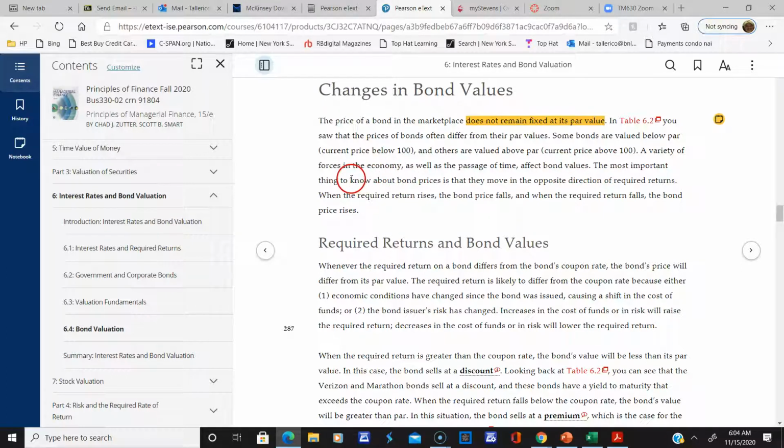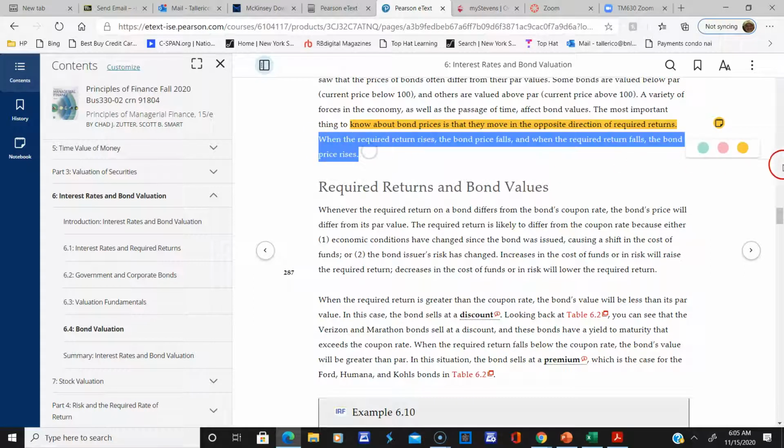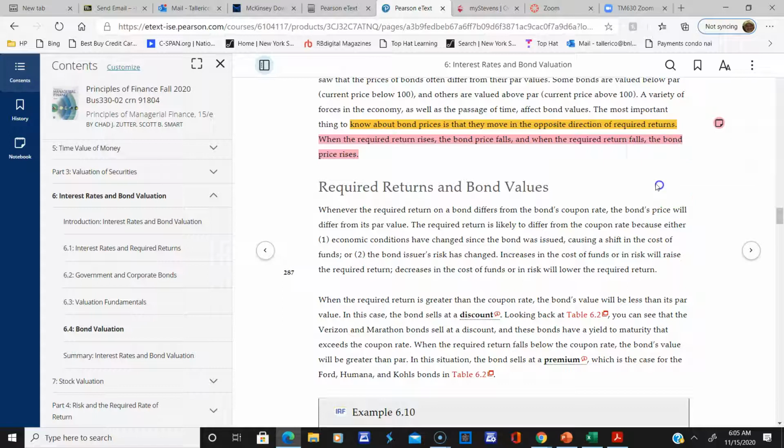And the most important thing, as they say, is that bond prices move in the opposite direction of the required returns, as we mentioned. So that's an important thing to know. So here is the famous statement that everyone should be aware of: when the required return rises, the bond prices fall, and when the required return falls, the bond prices rise.